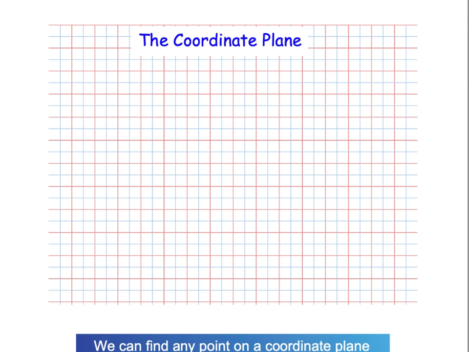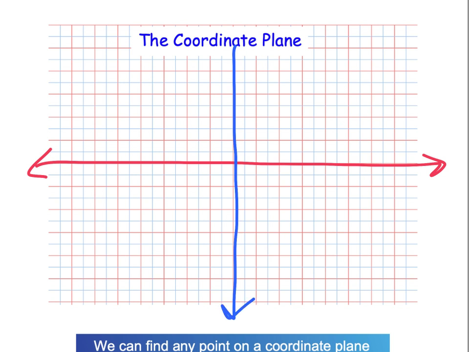The coordinate plane is used to locate objects in two-dimensional space. All it is made up of is two number lines, one that's horizontal and one that's vertical. And we give them names. The horizontal number line we call the x-axis. And we can put numbers like a number line on them.